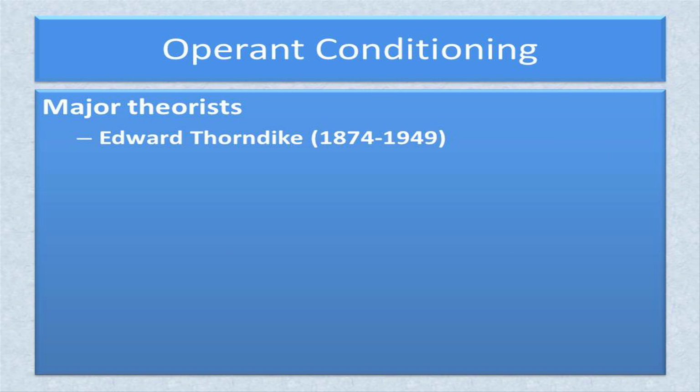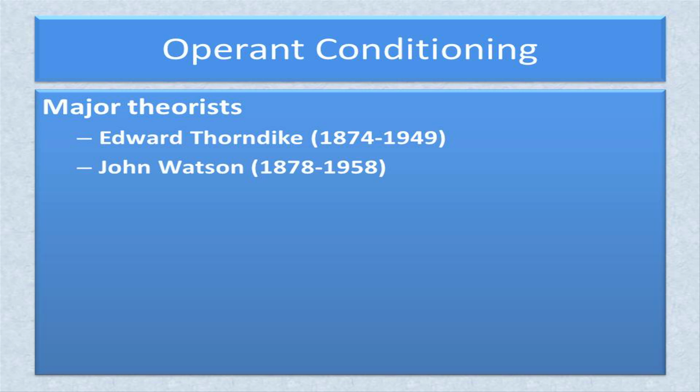There are 3 major theorists responsible for the initial development and elaboration of operant conditioning. The first was Edward Thorndike, who lived between 1874 and 1949. He was responsible for developing the law of effect, which states that under certain conditions, a stimulus following a behavior will increase or decrease the tendency for that behavior to occur again.